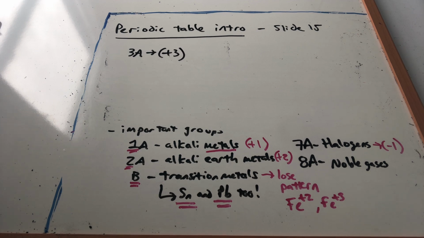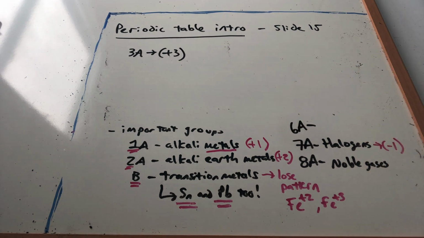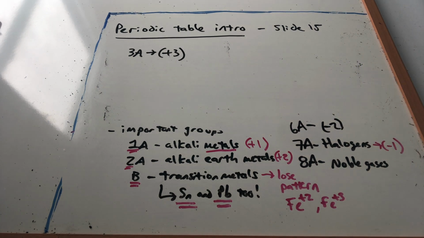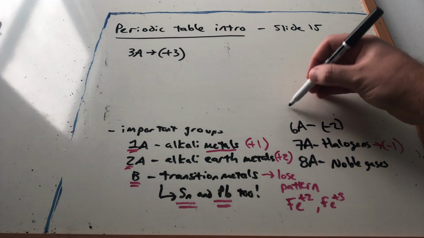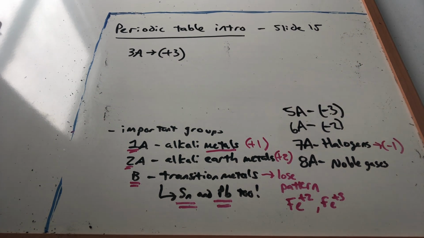Stepping back from 7A, group 6A, which has a name, but we don't really need to know it. This is what I'm going to refer to as the oxygen group. These guys like to be -2 in charge when they're involved in ionic compounds. Group 5A, these guys like to be -3 in charge when they're actually involved in ionic compounds.